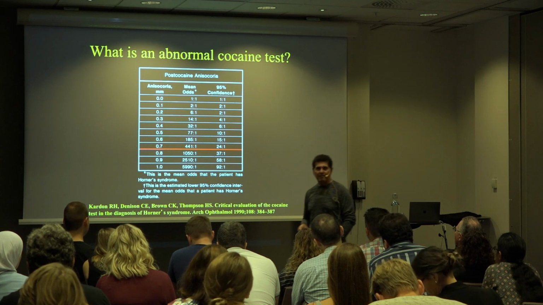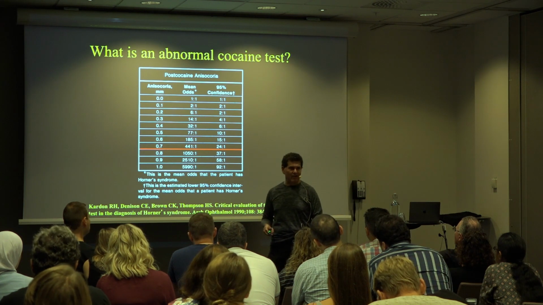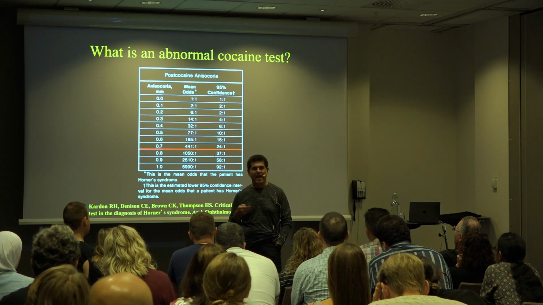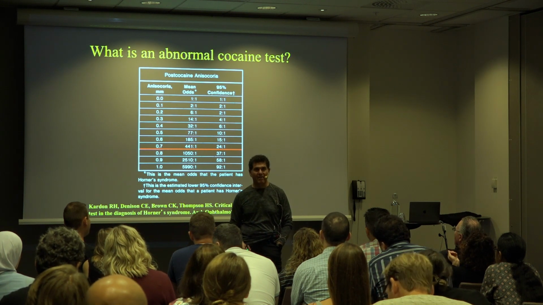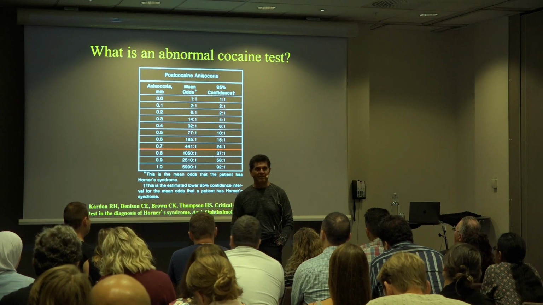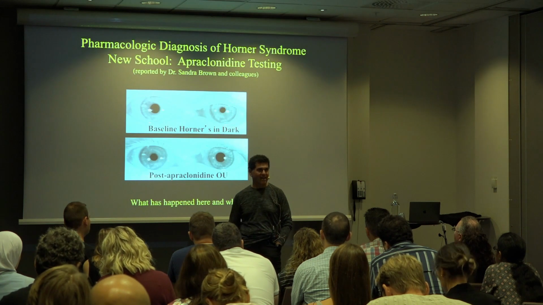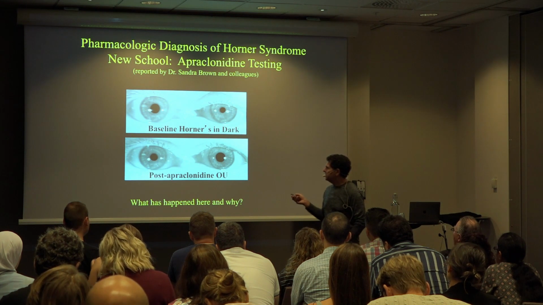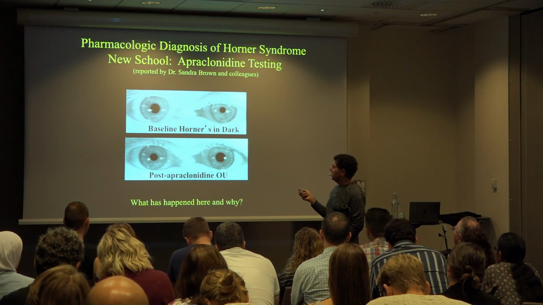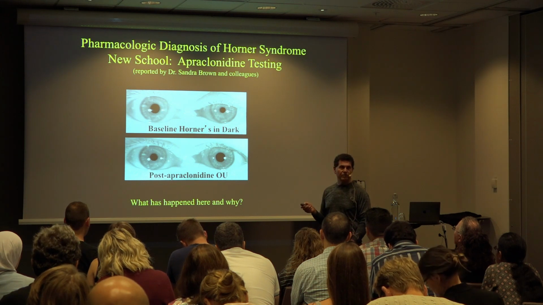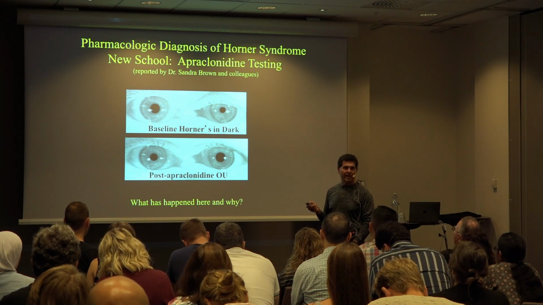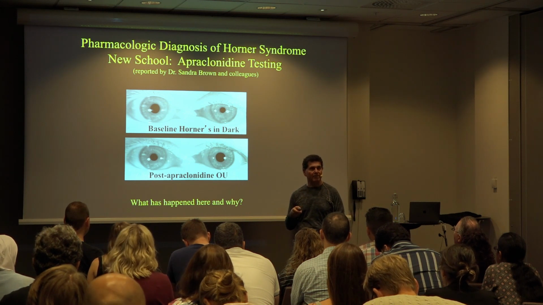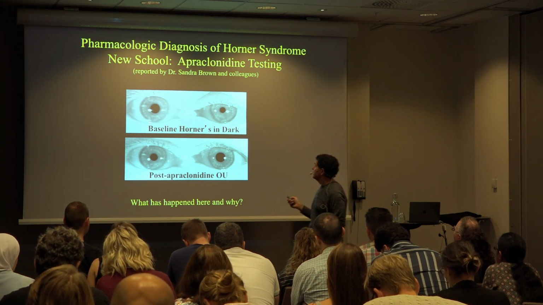Why isn't cocaine used that much anymore? It's a controlled drug. You have to have it under lock and key. The half-life is only about a month. And most ophthalmologists don't want to bother with all that. It's just too much. And so about 10 years ago, a new way of diagnosing Horner's syndrome was recognized using apraclonidine drops. Let me tell you a little story about how that happened.